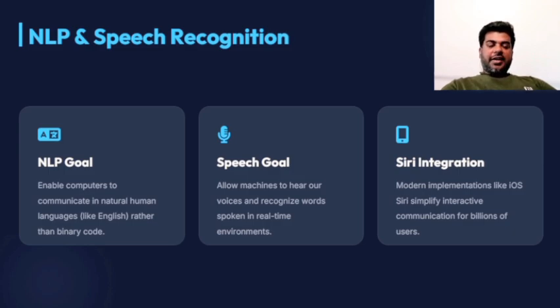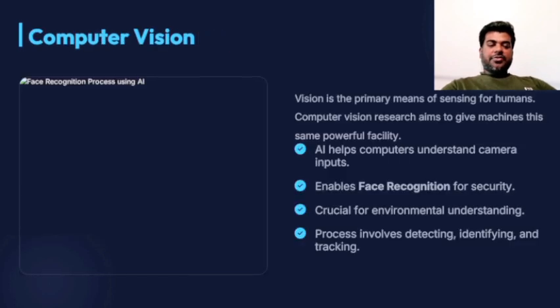Now we'll go to slide 8, that is computer vision. The visual that you see is the image of facial recognition processing. So if NLP is the ears of AI, computer vision is the eyes. This field aims to give machines the ability to sense and understand the visual world. Today, this is used for everything from unlocking your phone with your face to security systems that can identify and track objects in real time. It's a complex process of detecting patterns, identifying them, and reacting to what is seen.